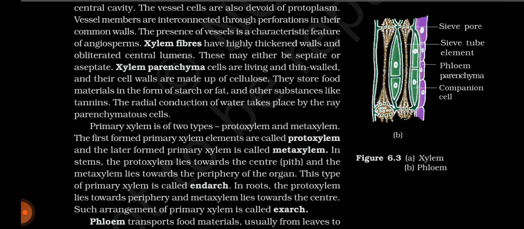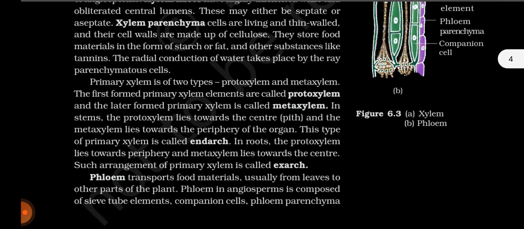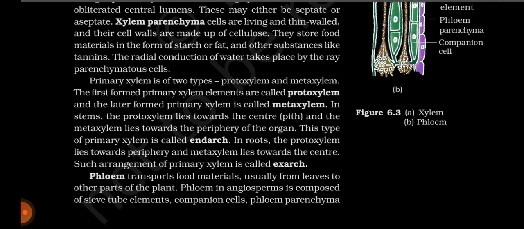Primary xylem is of two types, protoxylem and metaxylem. The first formed primary xylem elements are called protoxylem, and the later formed primary xylem is called metaxylem. In the stem, the protoxylem lies towards the center, the pith, and the metaxylem lies towards the periphery of the organ. This type of primary xylem is called endarch.